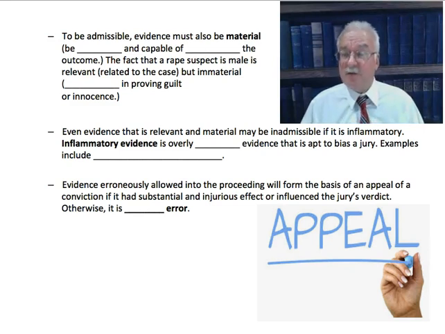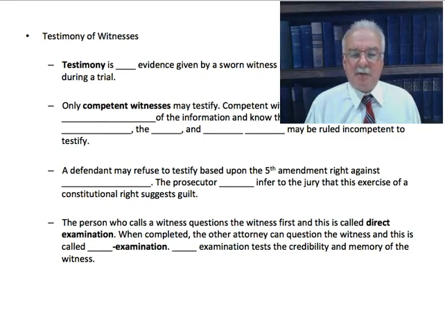Let's say it's a person who's being tried for rape, and the person had a prior conviction for sexual abuse or something like that. That could be considered inadmissible, or not a conviction, but a prior arrest for rape where there was no conviction. That would be inadmissible and would prejudice the jury if they heard it, and probably result in a mistrial. Okay, let's talk about the testimony of witnesses.